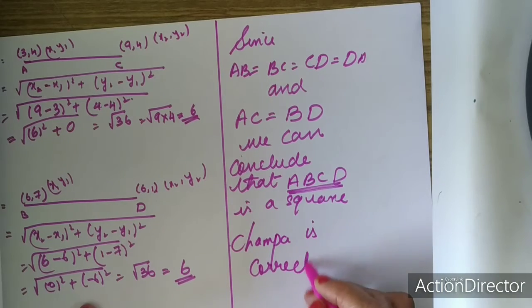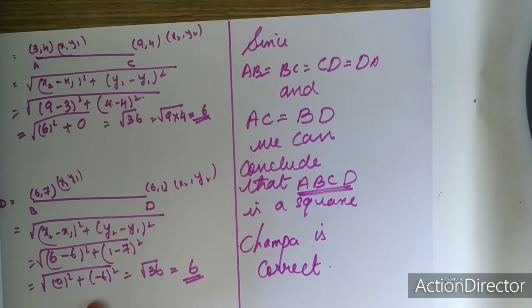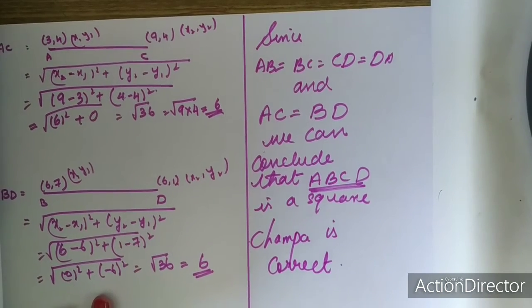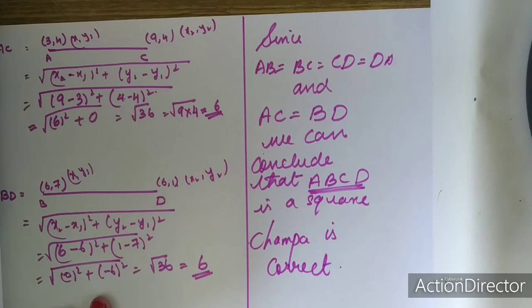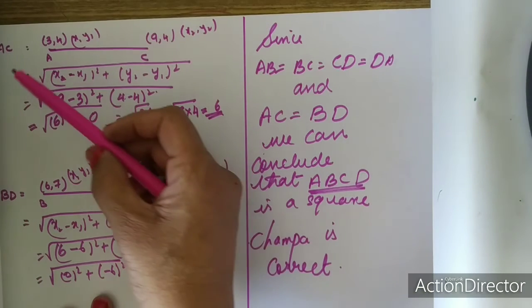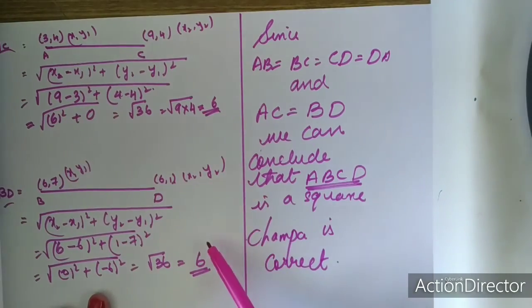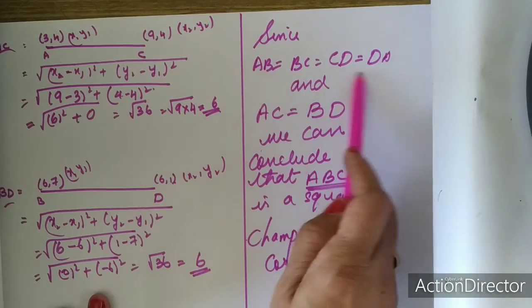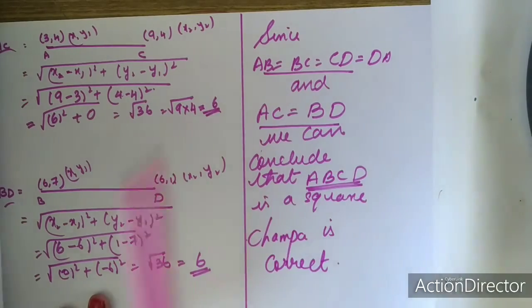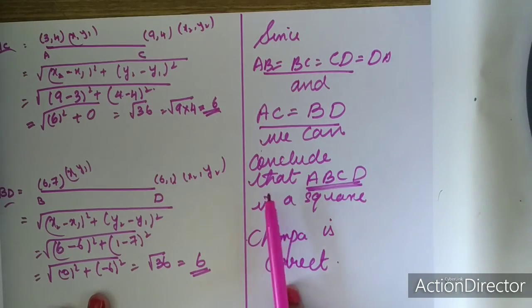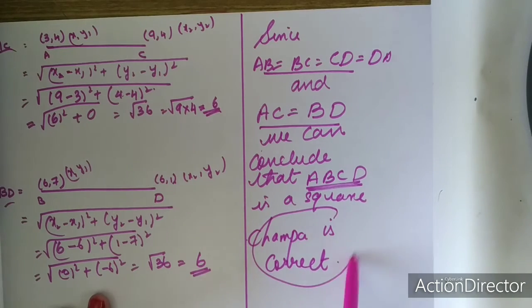So you can conclude the answer like this. First you have to find the distance AB, then BC, then CD, then DA. We found all the answers were equal. That is, each and every distance came out to be 3 root 2. Now after checking the diagonals also, AC and BD were the diagonals. Diagonals came out to be 6. So first sides were equal, then diagonals were also equal. So we can conclude that ABCD is a square, and here Champa is correct.